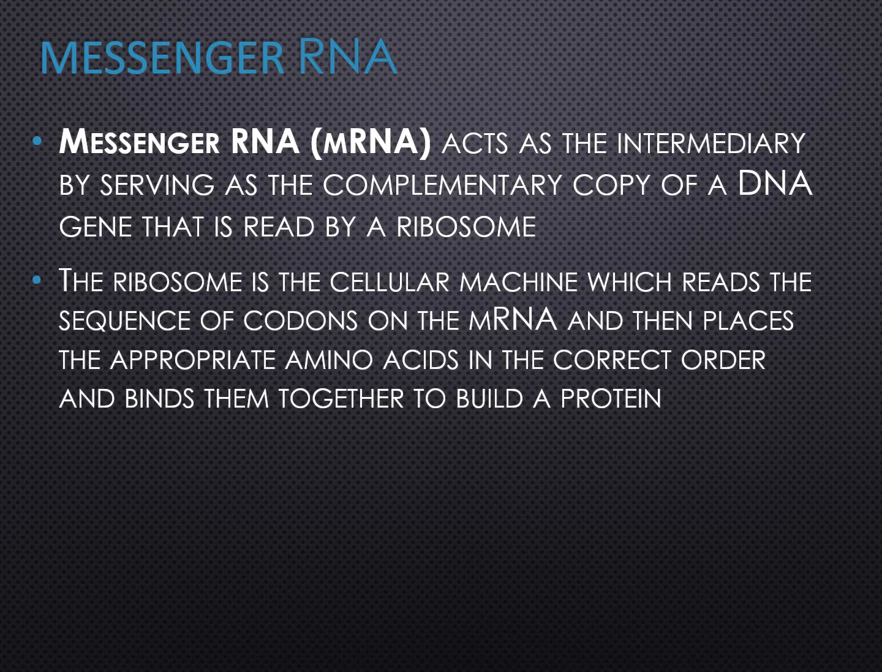So the messenger RNA is going to act as the intermediary by serving as the complementary copy of a DNA gene that is read by a ribosome. The ribosome is the cellular machine which reads the sequence of codons on the messenger RNA and then places the appropriate amino acids in the correct order and binds them together to build a protein. Ribosomes can occur free, floating, or dissolved, I guess, in the cytosol. They could also occur on the rough endoplasmic reticulum.